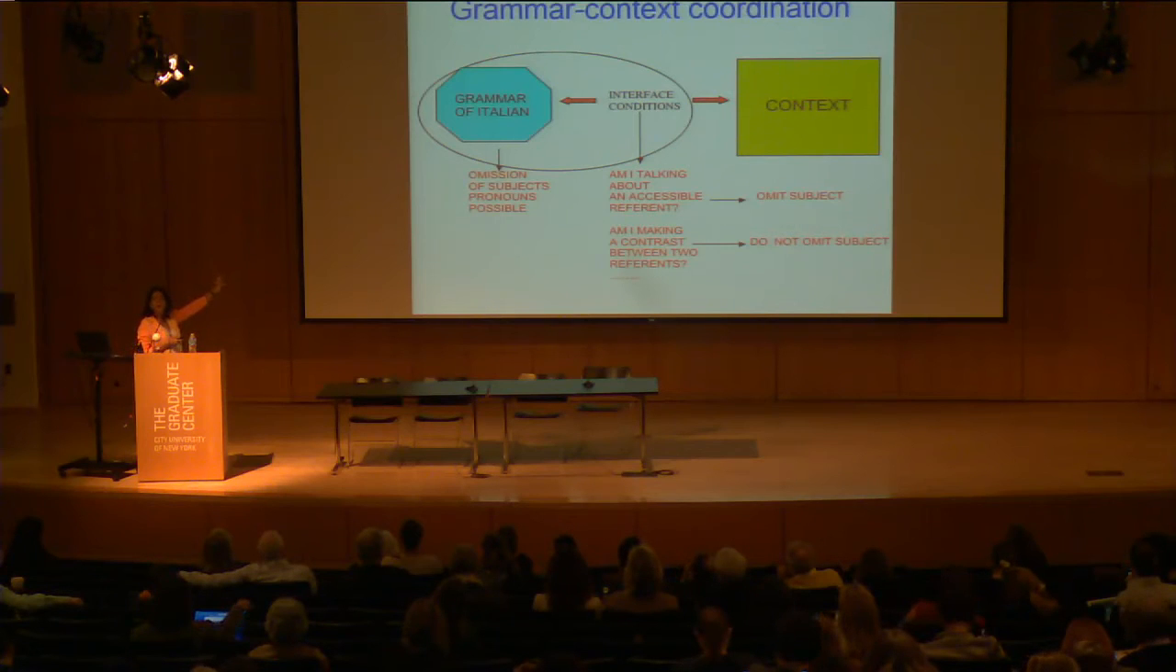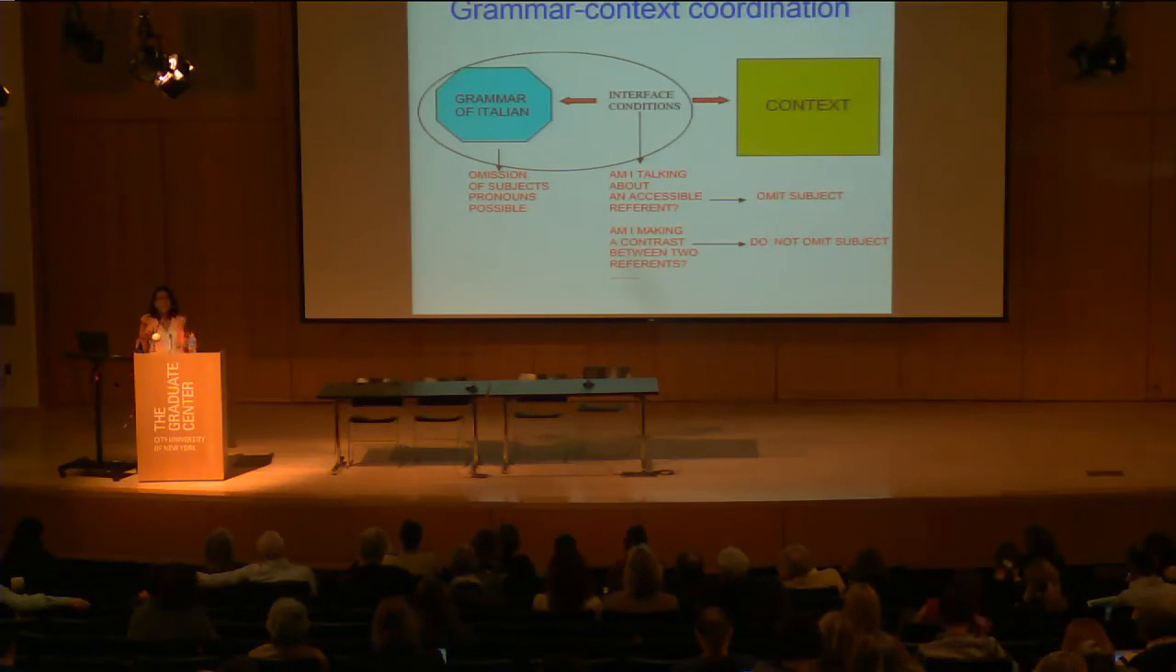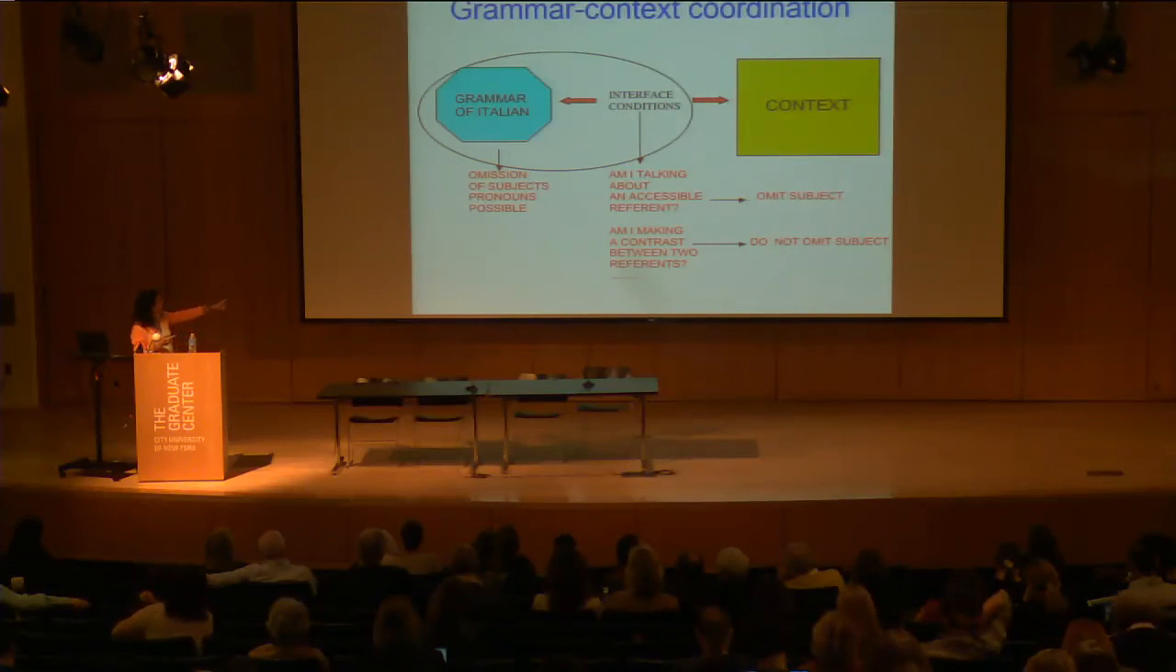So you have a grammar, a language that allows you to drop pronouns, right? Either as a native language or as a second language. But in order to know, as I said before, when it's appropriate to drop or when it's appropriate to use the pronoun, the grammar really doesn't tell you. You have to pay attention to the context. So you have to ask yourself, for example, am I talking about something that can easily be understood by both me and you, if I'm talking to you, interlocutor? In which case I can drop the subject, or am I making a contrast between the two references, in which case I don't drop the subject, and the same applies to comprehension.